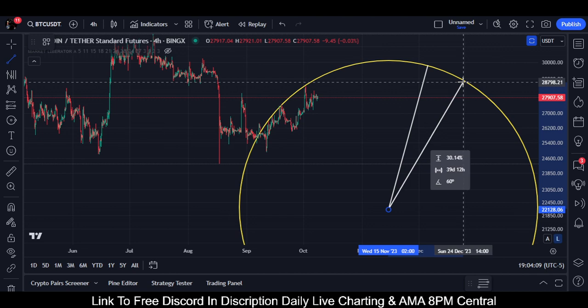Watch how we get each level. Let's go to 60 degrees. Brings us out at these lows.